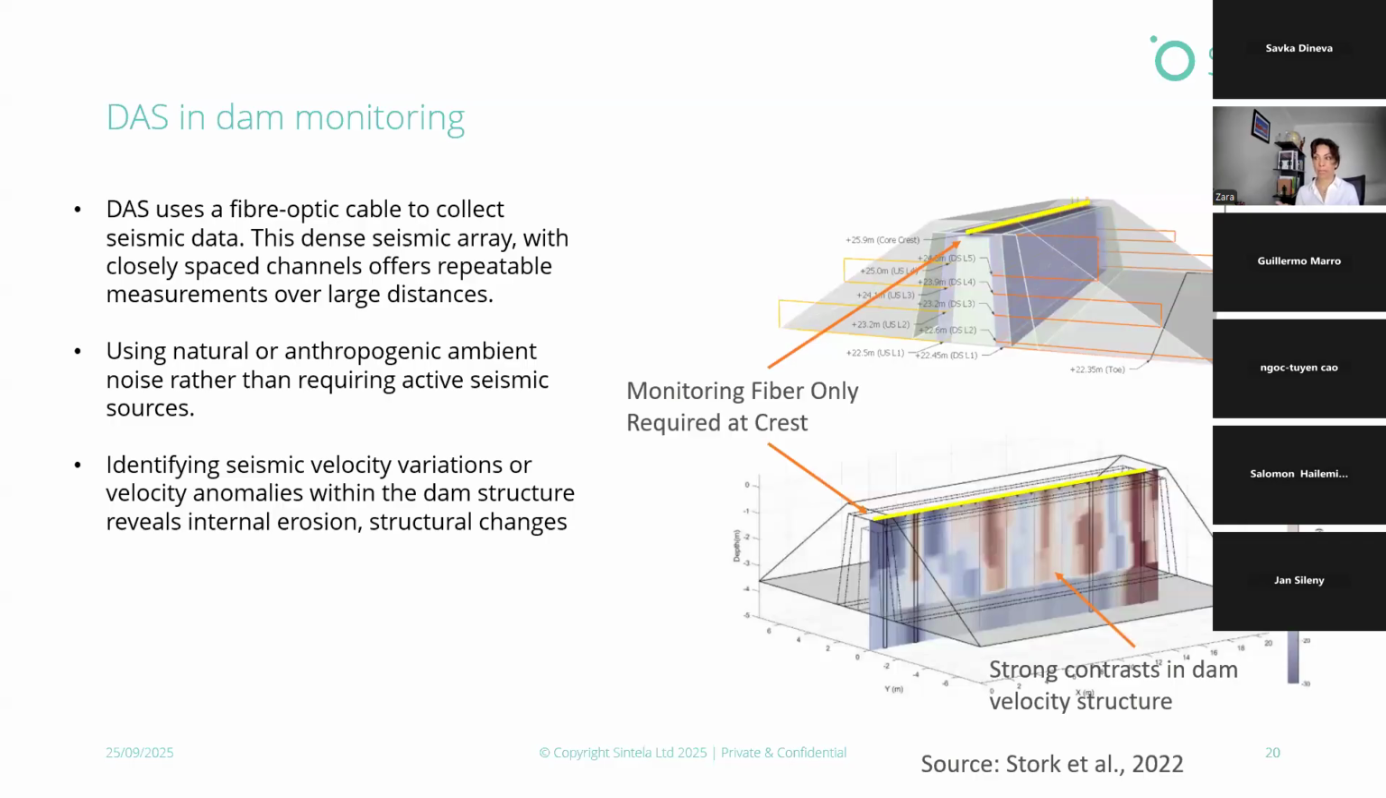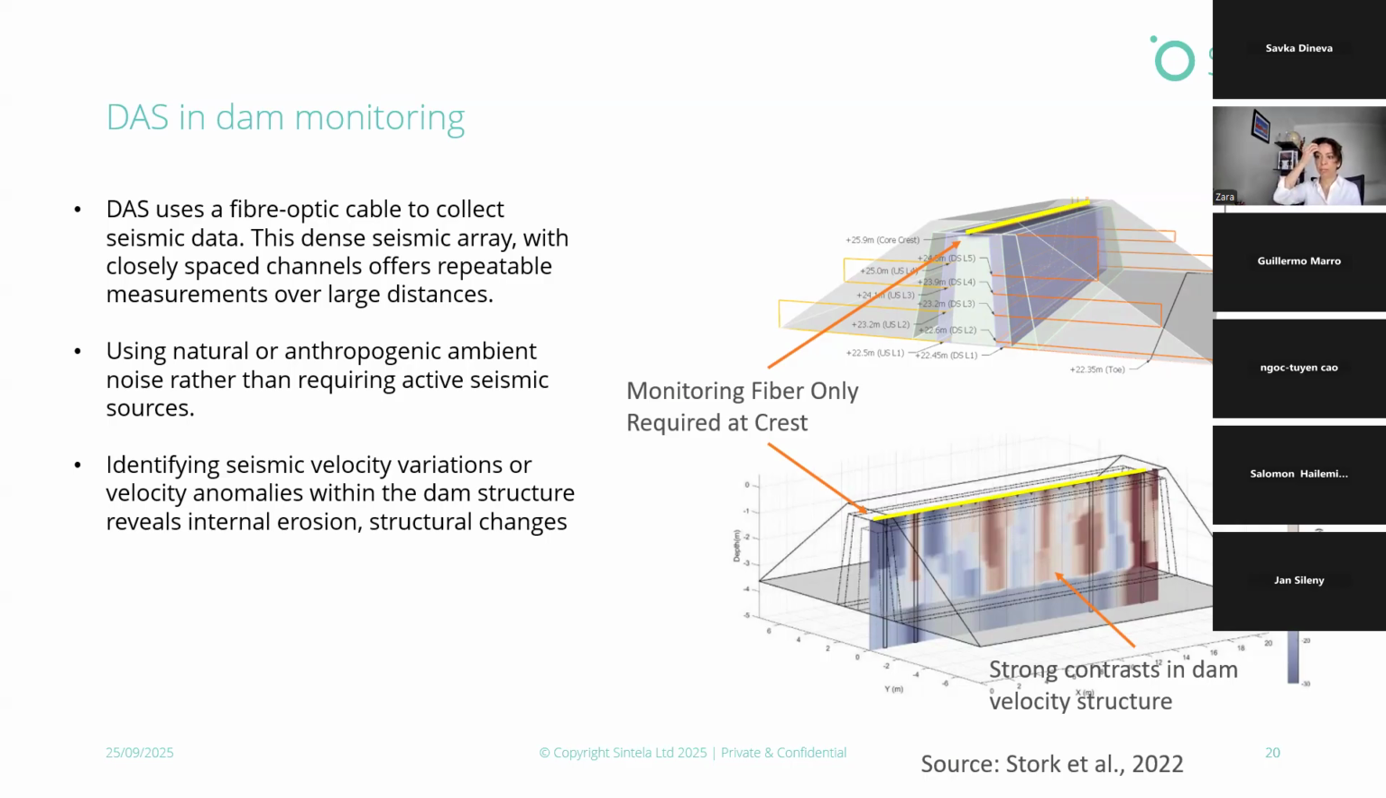So ambient noise has been used with geophones in tailings, and a couple of examples of ambient noise with DAS have been done as well. Because DAS is far field, in this example DAS was only deployed on the crest of the dam, and we were able to look at the velocity variations within that structure at depth, with high velocity and low velocity.